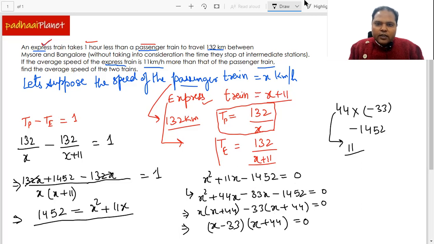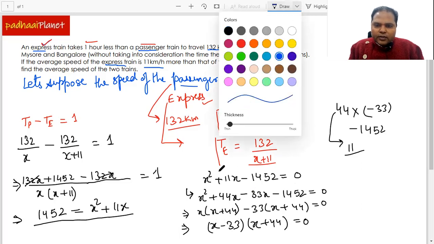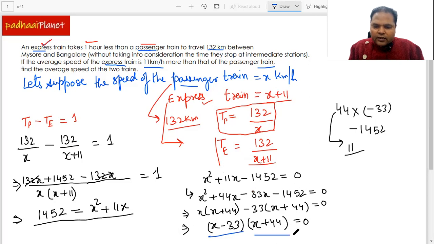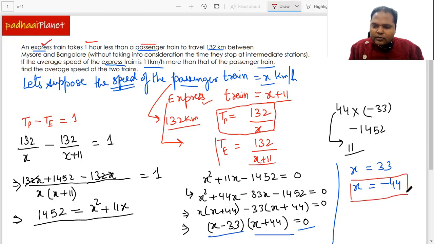With this relationship, we understand that the value of x is either 33 or negative 44. Since x is the speed of the train, it cannot be negative. So we have to reject this solution of x. This is rejected, and what is accepted is this one, so this is the correct answer.